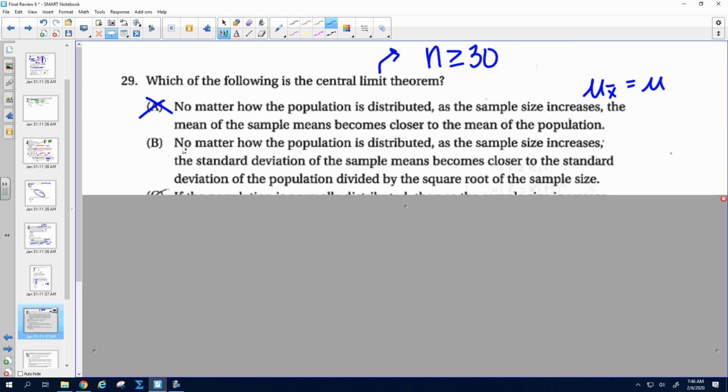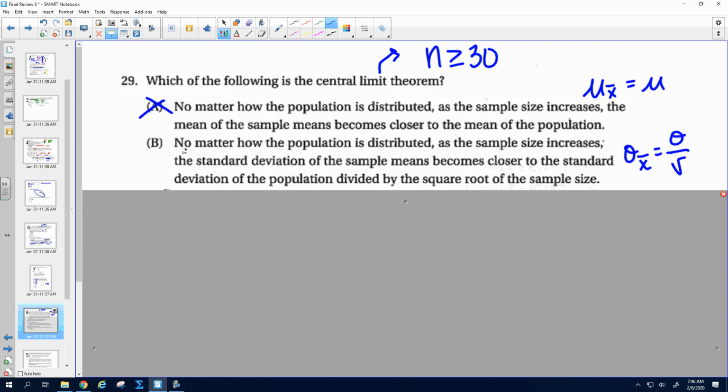And this is kind of the same thing, but with the standard deviation. So talking about all the little x bars, your standard deviation is sigma over the square root of n. Also a true statement, but it is not the CLT.